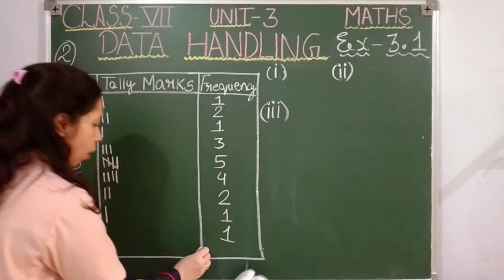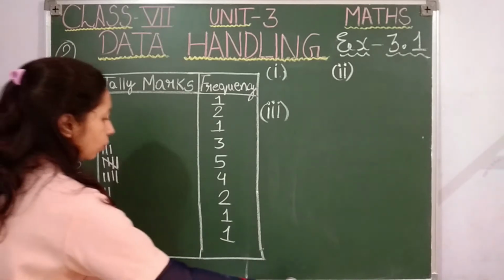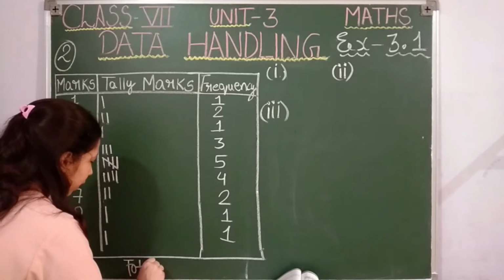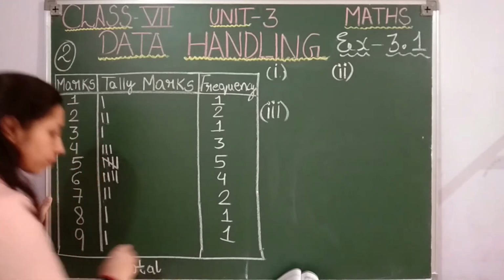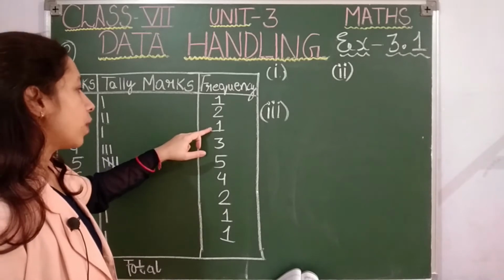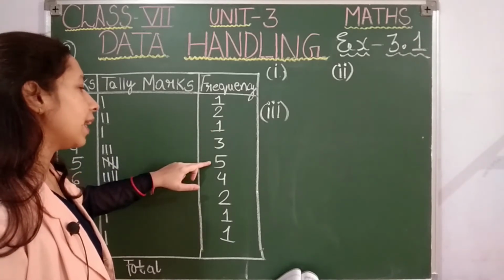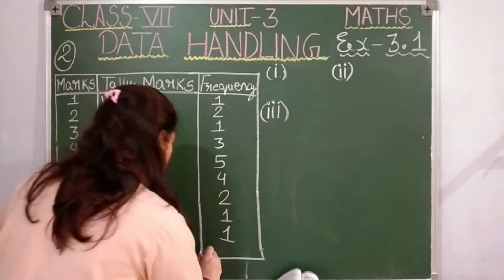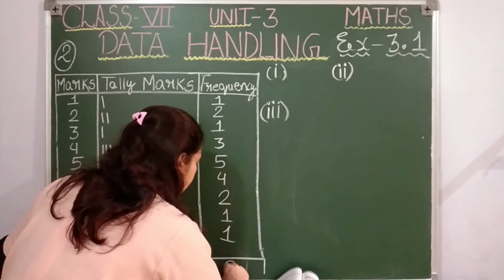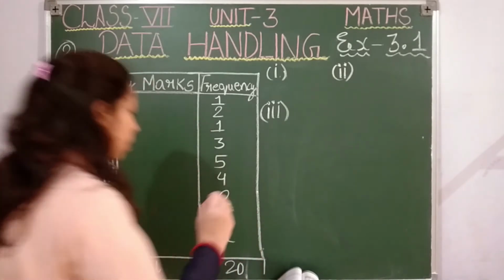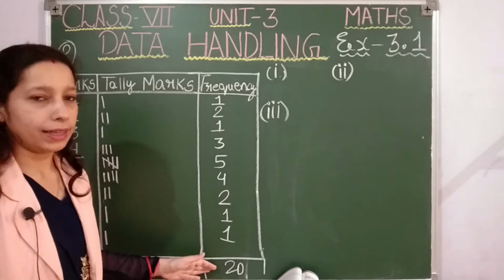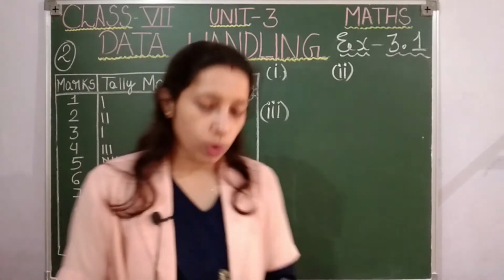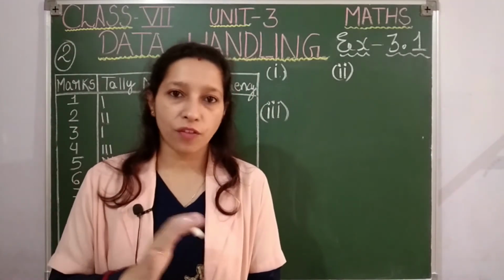See students, now if you want, you can show the total also. Total of what? Total of the number of students. So here I can write total. Let us see the total. 1 plus 2, 3; 3 plus 1, 4; 4 plus 3, 7; 7 plus 5, 12; 12 plus 4, 16; 16 plus 2, 18; 18 plus 1, 19; 19 plus 1, 20. So students, the total number of students for whom the marks were given is 20. Okay, 20 students were there, and they scored the following marks. So we have arranged the data in tabular form using telemarks, students.